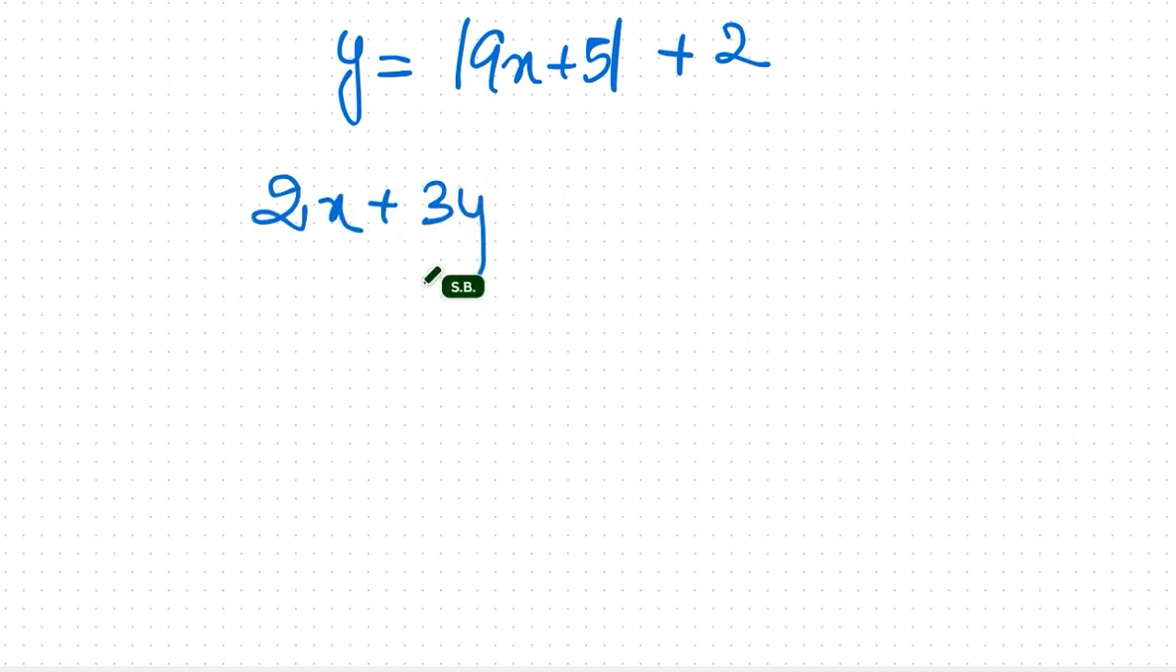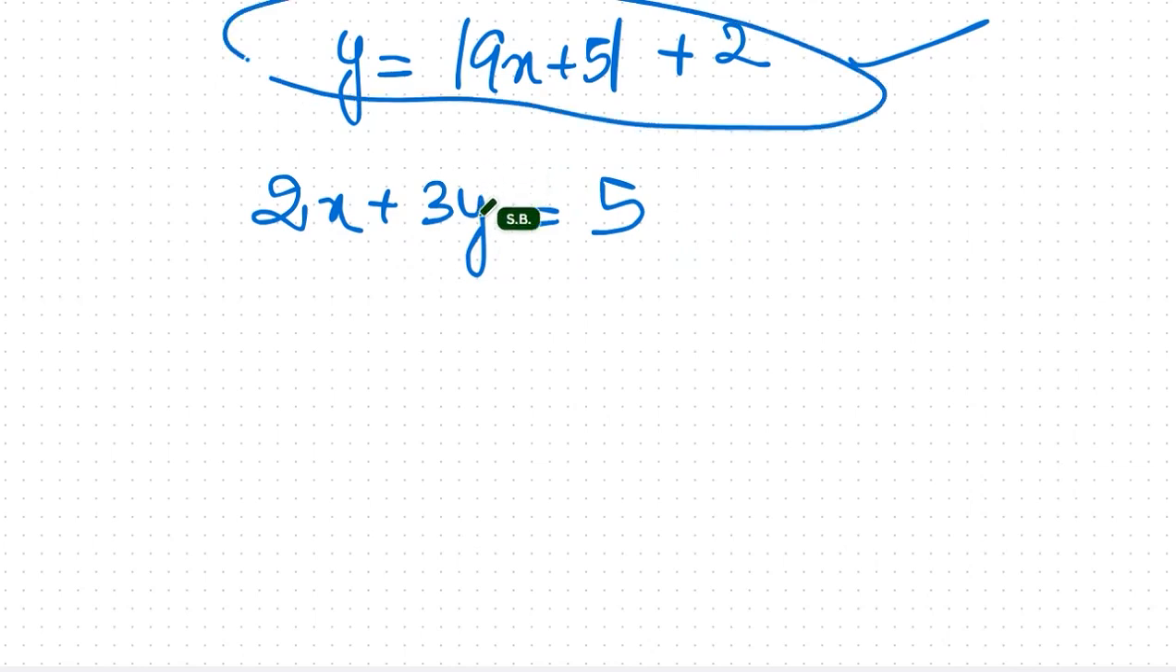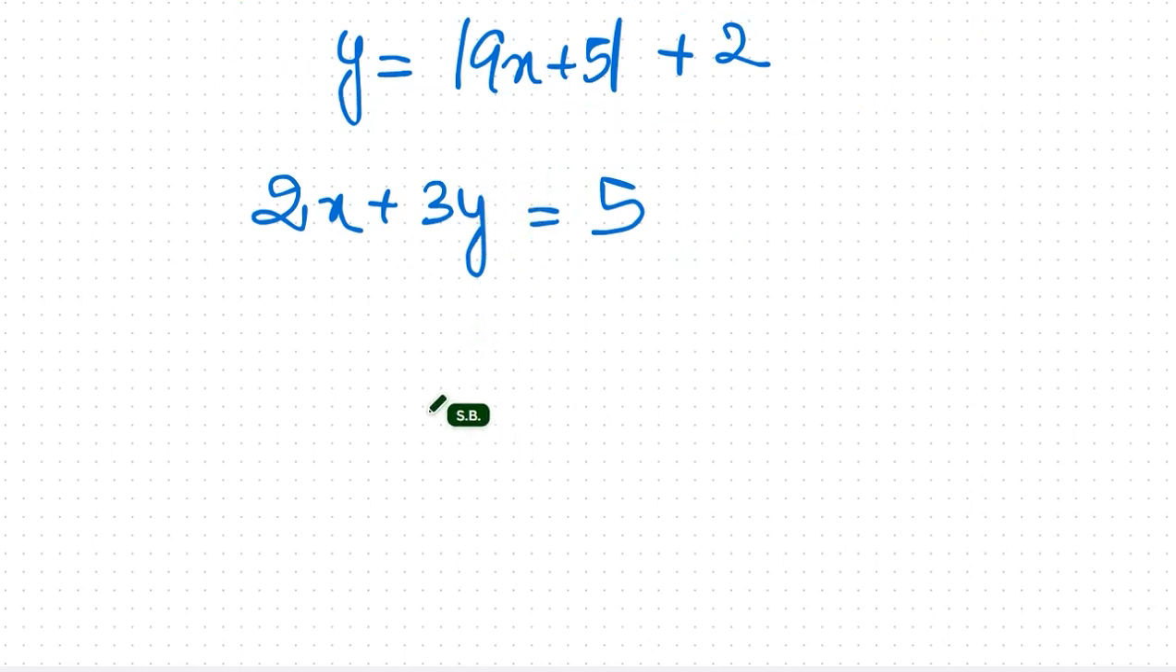Let's say y is equal to some 9x plus y, let's say plus 2. And another equation is 2x plus 3y is equal to 5. So one is a system of linear equations, another is an absolute value linear equation. Can you guess how to solve this?